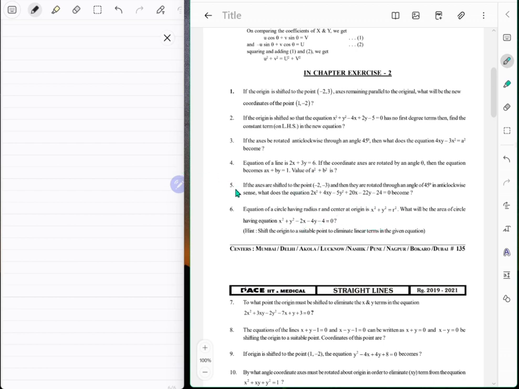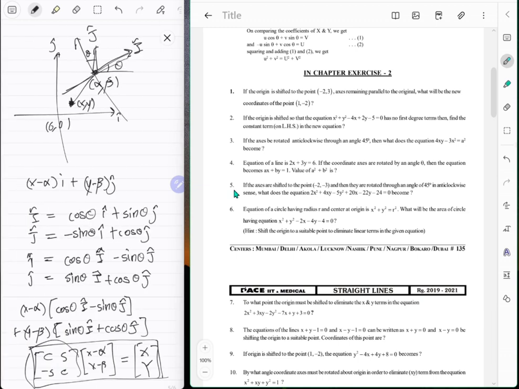Let's go to the fifth question. If the axes are shifted to the point (alpha, beta) equal to (-2, -3), and then they are rotated through an angle of 45 degrees in the anti-clockwise sense, what does this equation become? Once again you can express what capital X and capital Y are in terms of small x and small y, but we also want to be able to do the opposite thing.